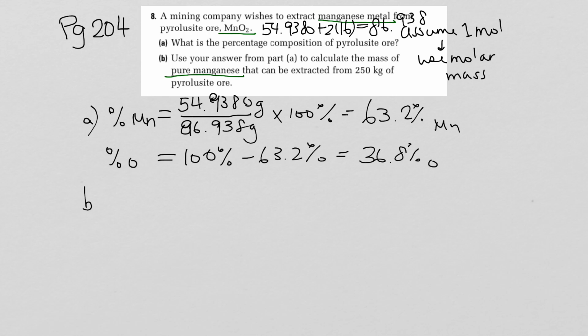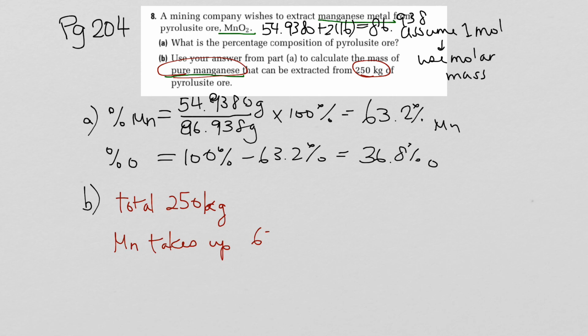And in question B, they ask us, what if you have 250 grams of the entire thing? So now we know the total. That total is 250 grams. How much of that comes from manganese only? Because they talk about pure manganese, right? So from question A, we know that manganese takes up 63.2% of the total mass.